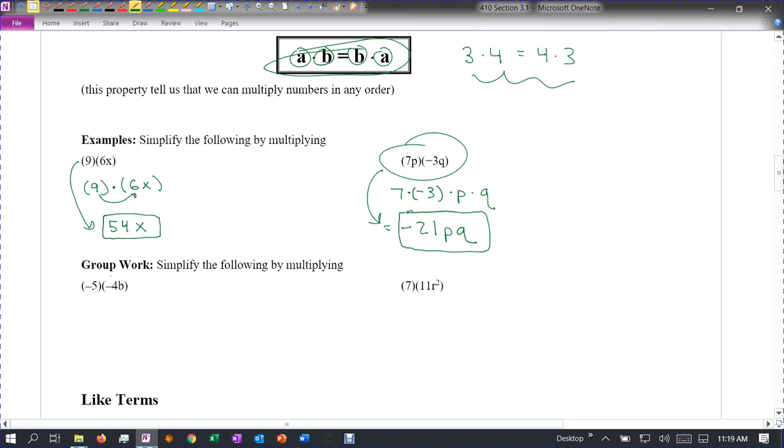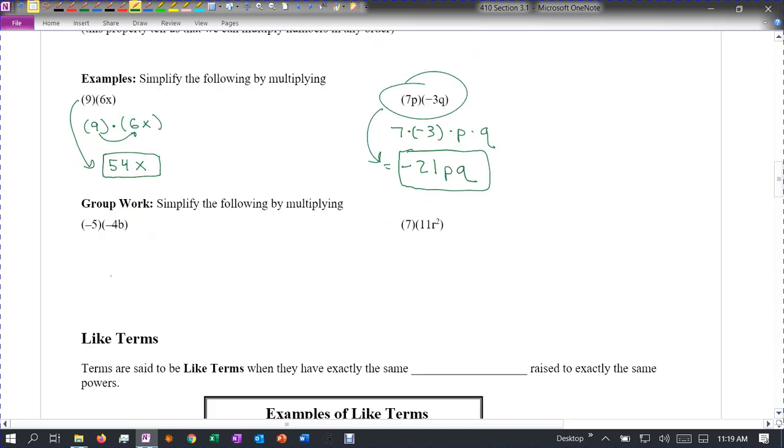Okay, so in the group work, I'm just going to work through this group work. Here, we can just multiply the -5 times -4. That'll give us 20b. And then over here, this will just give us 77r squared, just multiplying the 7 times the 11.